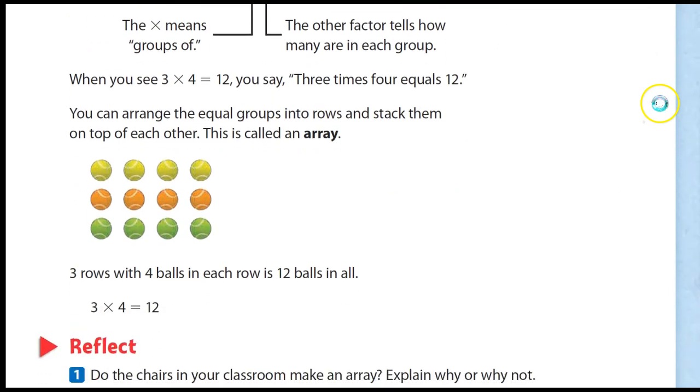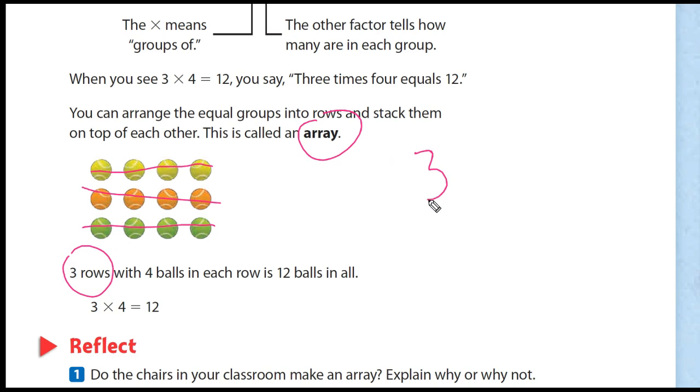You can arrange the equal groups in rows and stack them on top of each other. This is called an array. Can you circle the word array, please? Just like the nine squares that we click on when we go to Google Drive to find Google Classroom, that's the same thing. This is an array. How many rows do I have? Three. One, two, three. Rows go that way. How many in each row? Four. And we're multiplying, so again, 3 times 4 is 12.